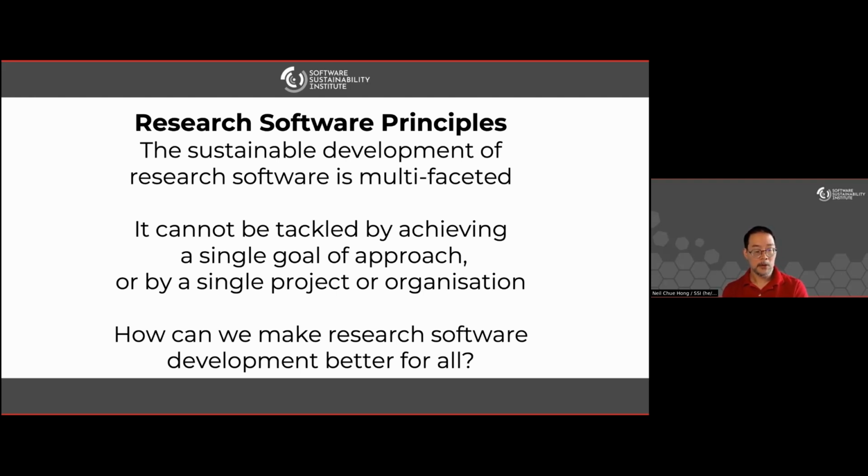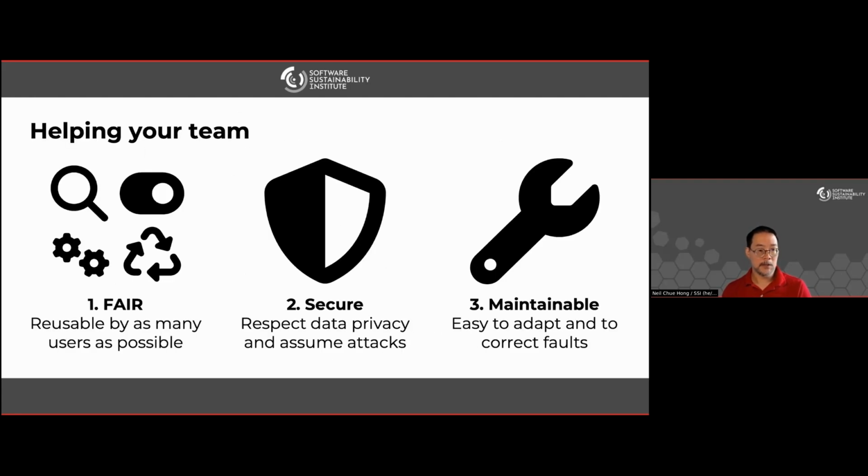So the question that we were posing to people as we were drafting these is, how can we make research software development better for all? And so I've come up with these 9 different principles, organized into 3 groups of 3 based around who they most benefit. And so the first set are around 3 principles that help benefit your team, so the people that you're working with.